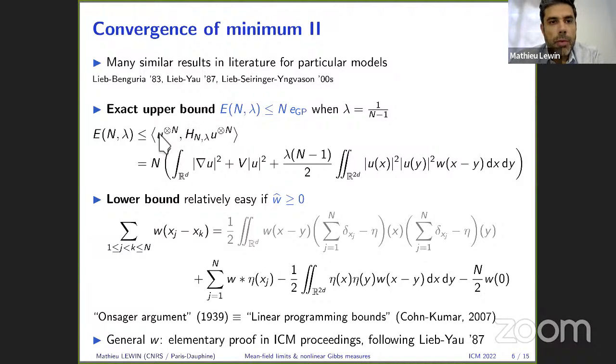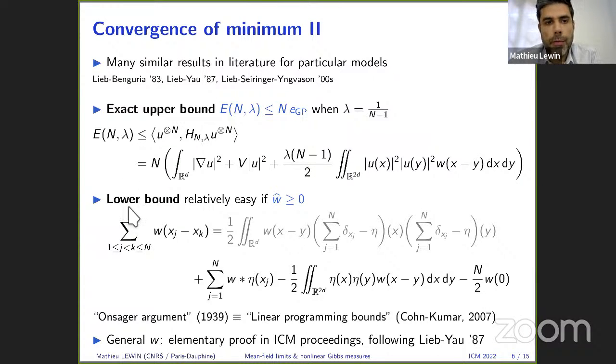So what you do, you just take the exact tensor product. So you make the assumption that the particles are IID, if you like, and you compute the energy. What you get is n times kinetic plus potential energy, and then you get n(n-1)/2 due to the number of pairs times λ times the interaction energy. So you see that when λ is exactly 1 over n-1, then there is an exact inequality that the capital E is less than n times the small e. And of course, when λ is just of order 1 over n, then you can estimate the error and you easily get the upper bound.